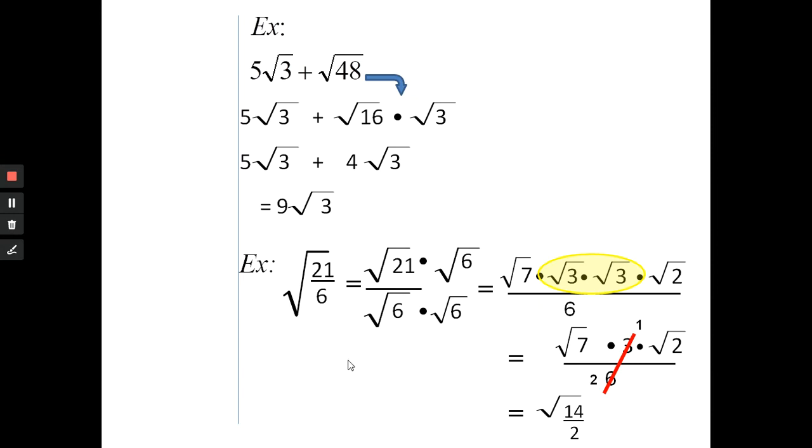So try those problems again if you would like, and go over them slowly, try to work them out, pause the video, and hopefully this helped.